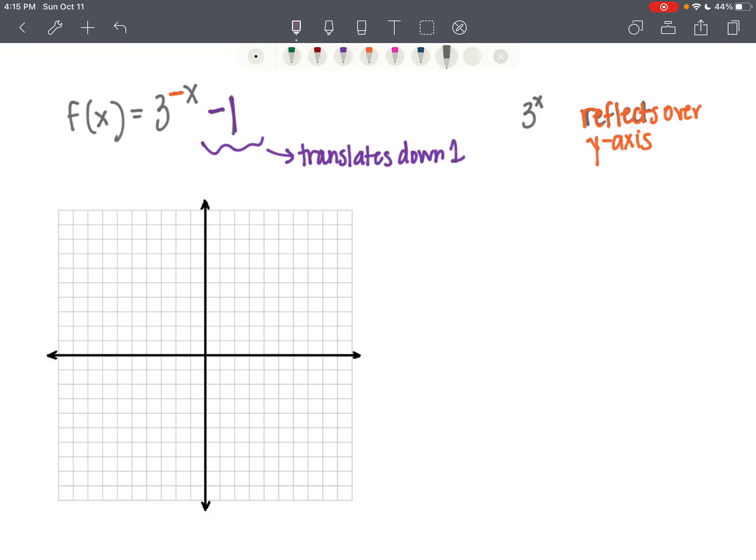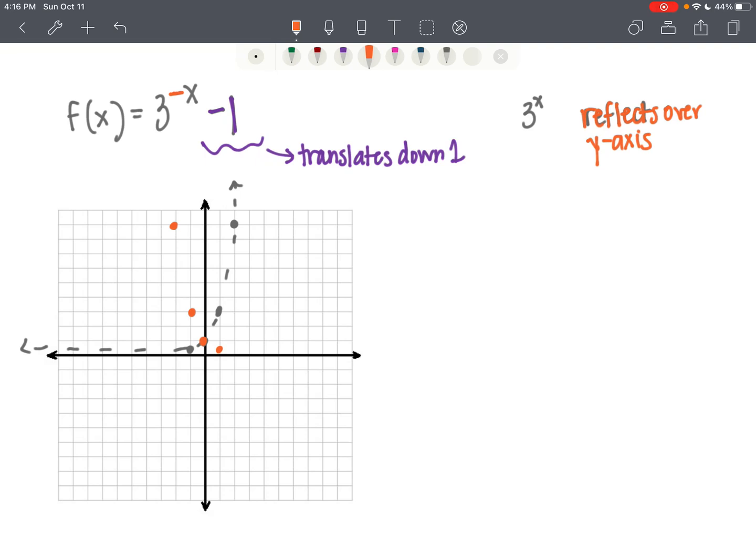So we're going to take our graph of 3 to the x. That would be this graph right here. I don't really want to make the whole graph, so it's that graph right there that I've put dashed. We're going to take this and reflect over the y-axis. So we reflect over y, and we get that point. Reflect over y, for each point.